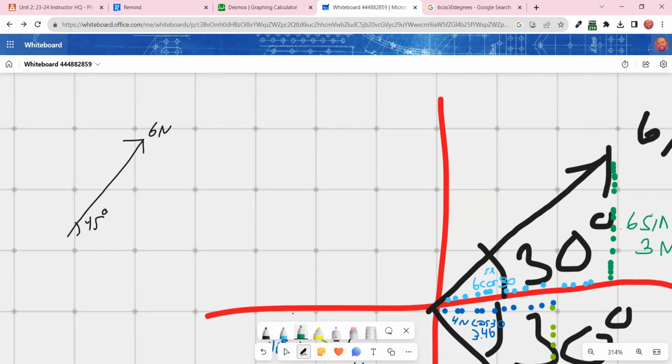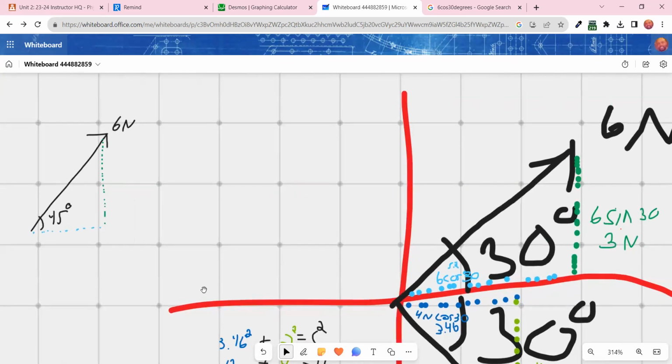I want to break it down to its X and Y components. I have my X components, and I have my Y components. All right, before I do the math, question. Do you think my X component at this 45-degree angle is going to be less than or equal to this 5.2 X component at a 30-degree angle?